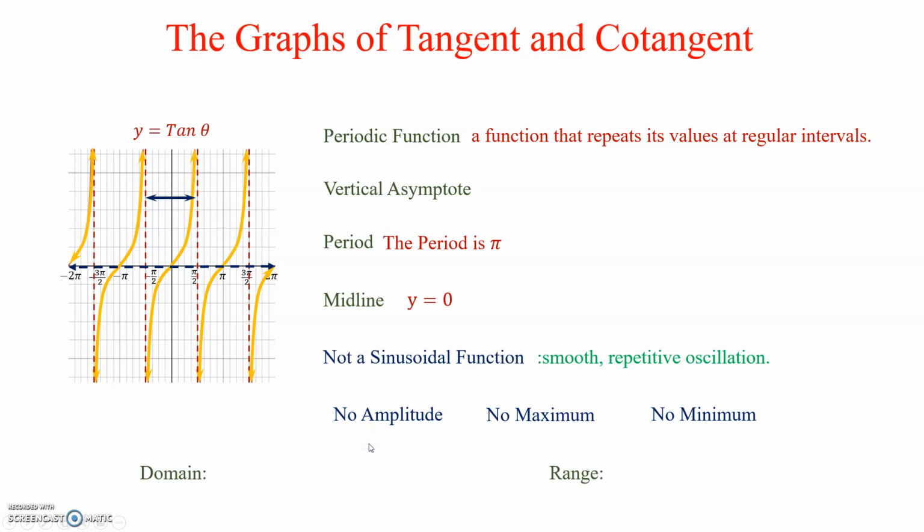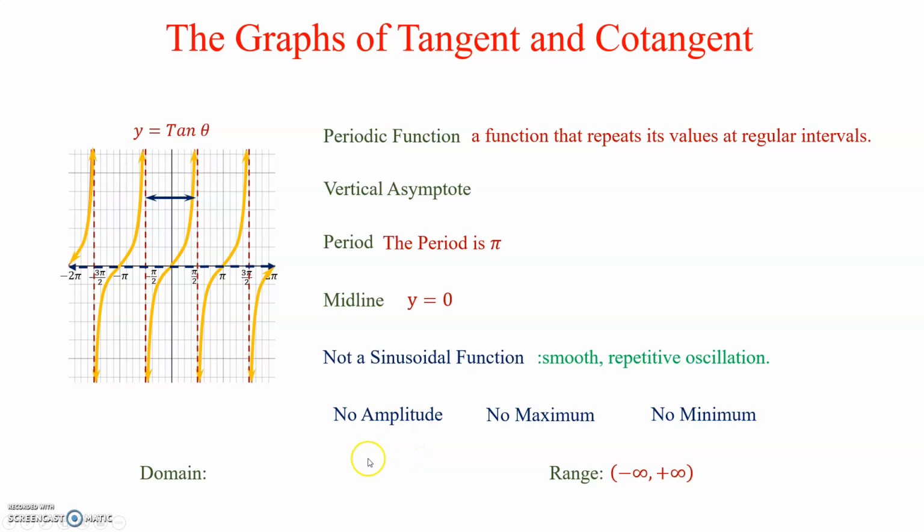Let's consider the domain and the range. Range is a little easier because range asks you how far down, how far up. As you can see, there are arrows going down, arrows going up. So the range goes from negative infinity to positive infinity, or one could have said, all real numbers.